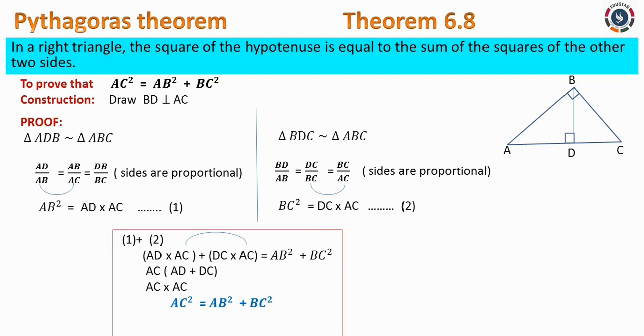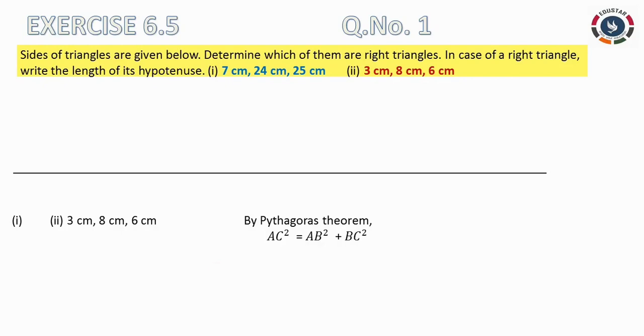Can you understand? And now, question number 1 from exercise 6.5. Sides of a triangle are given below. Determine which of them are right triangles. In case of right triangle, write the length of its hypotenuse. So, hypotenuse only in right triangle. Am I clear? So, out of 3 measurements, which is the longest side? 25. Consider this as the hypotenuse.